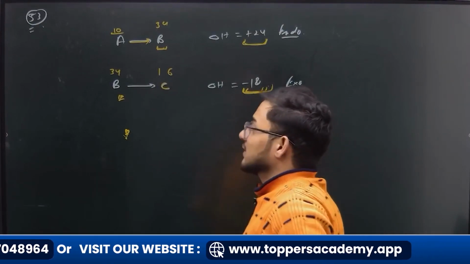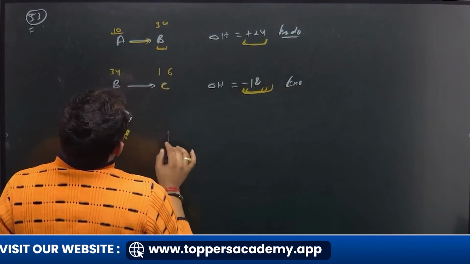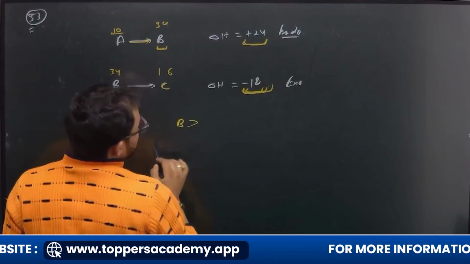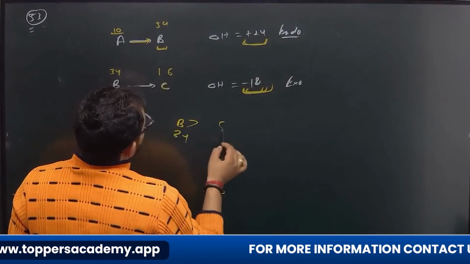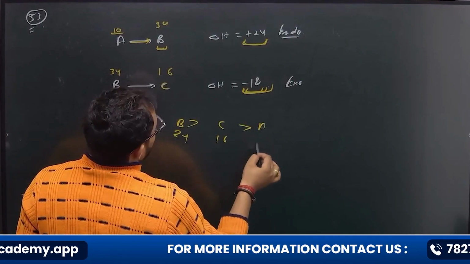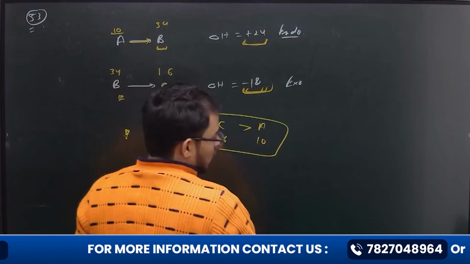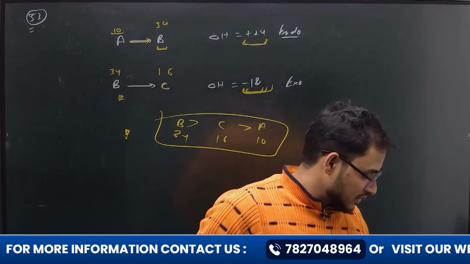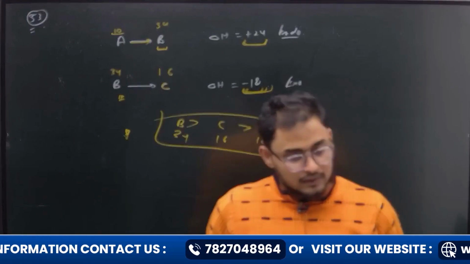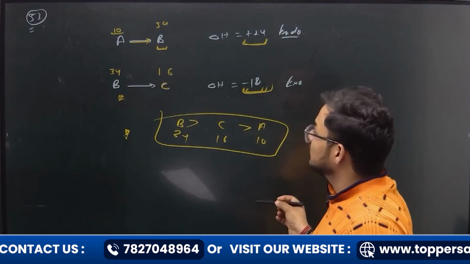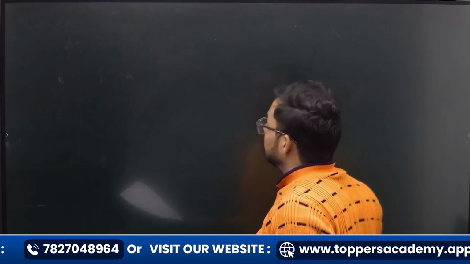Now you can arrange the order. The highest amount of energy is in B. B is having 34. Then C, it is having 16. Then A, it is having only 10 units of energy. That is the order of their energy. He's asking decreasing or increasing? Decreasing, right? So now you can see. That was about question number 53.